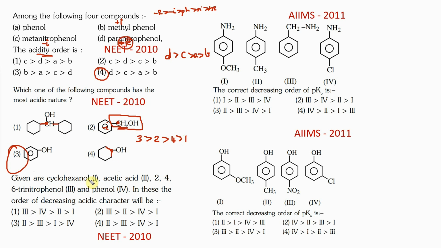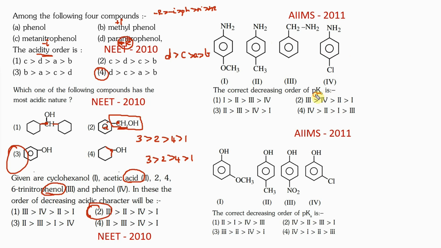Alright, now here given are cyclohexanol, acetic acid. So I have an acid, 2,4,6 trinitrophenol, picric acid, phenol. So I know picric acid is stronger than acetic acid, which is stronger than phenol, which is stronger than cyclohexanol. 3,2,4,1. 3,2,4,1. That's all.